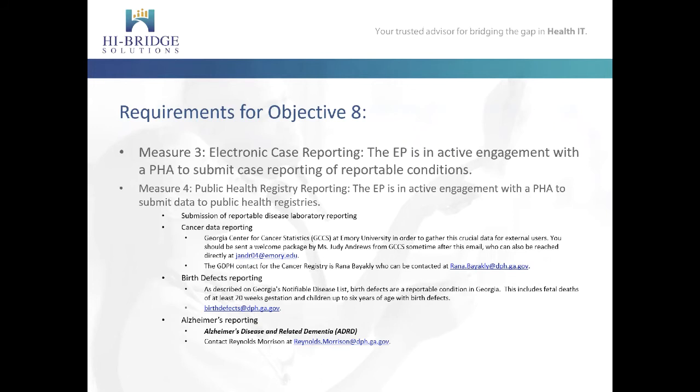Also, if you're on the DPH website, you can find this information about how to email and set up a registry or ask if you are eligible for reporting to any of these registries: the Cancer Data Registry, the Birth Defects Registry, and Alzheimer's Reporting and Related Dementia Registry. These are the email addresses if anybody wants to jot them down, or like I said, you can go to the DPH site and pull this.